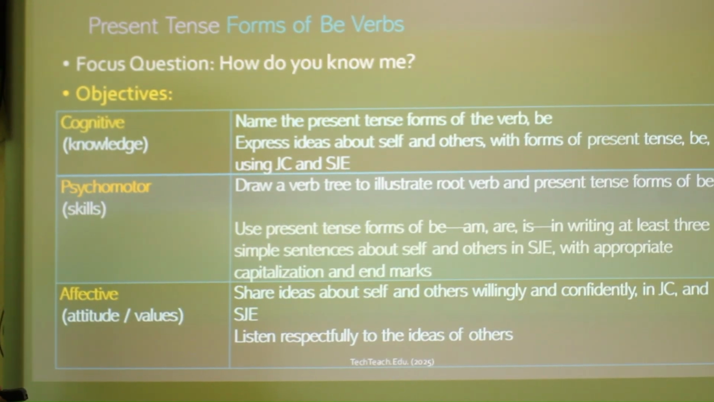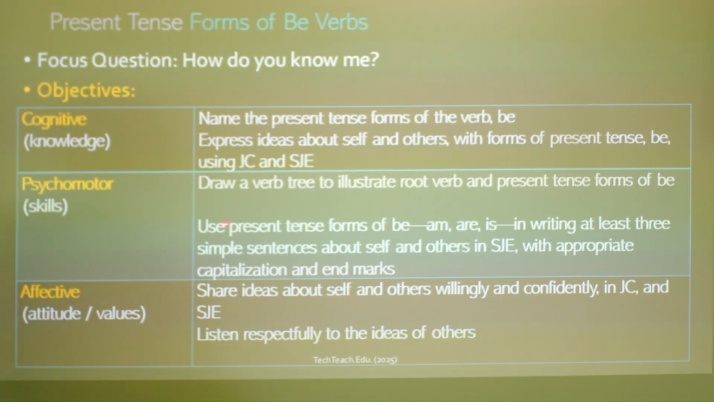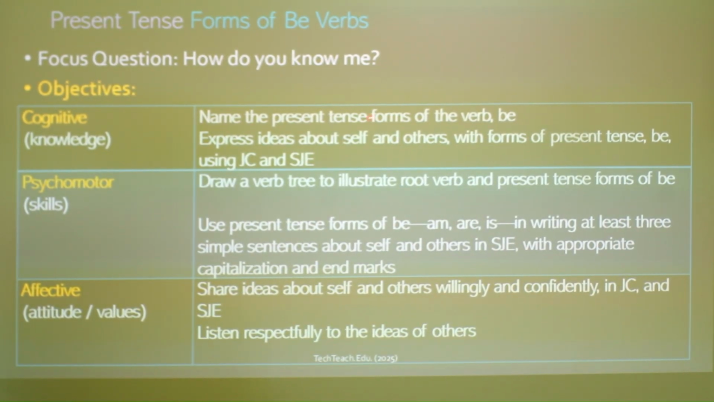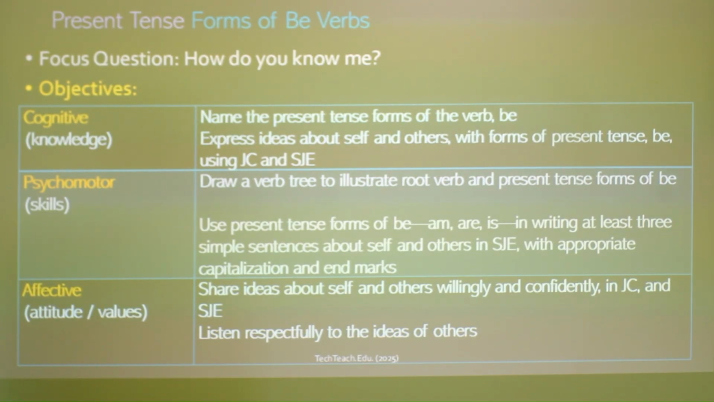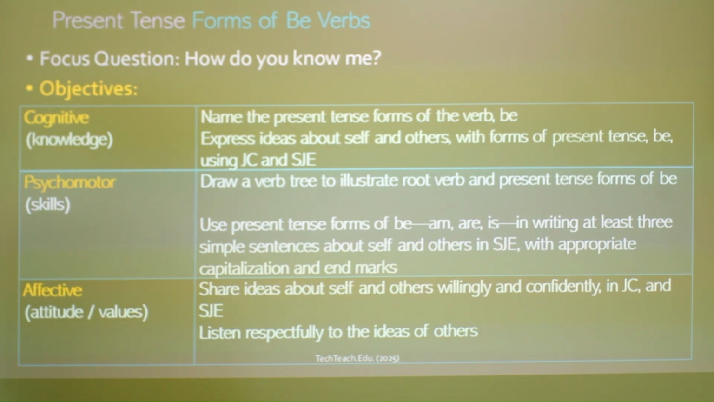Our objectives for this lesson: to name the present tense forms of the verb be, to express ideas about self and others with forms of present tense be using JC, which is our common language, and SJE. Why are we doing that? Because the focus question of the unit says, how do you know me? To draw a verb tree to illustrate root and present tense forms of the verb be.